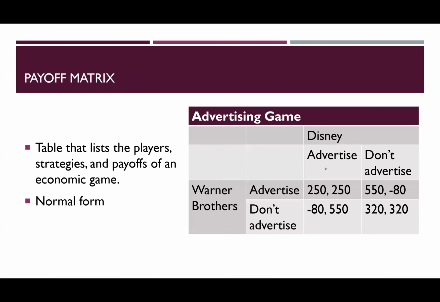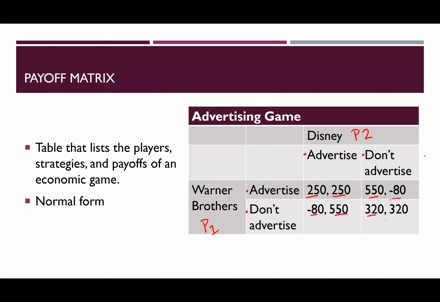Okay. Now we're getting to how we represent games. This is what we'll see first, and then later on in the slide deck, we'll see a decision tree, but this is what we call the normal form of a game. This is what you saw in the chapter 11 lecture videos as well. We have two players, Warner Brothers and Disney, each facing two actions, advertise or don't advertise, and then each facing a set of payoffs.